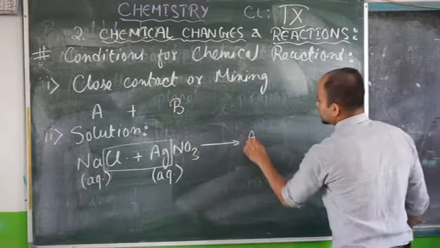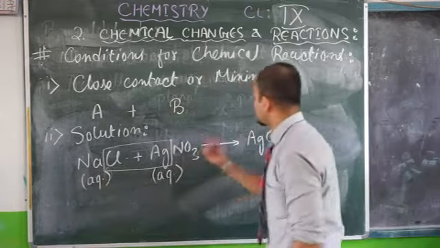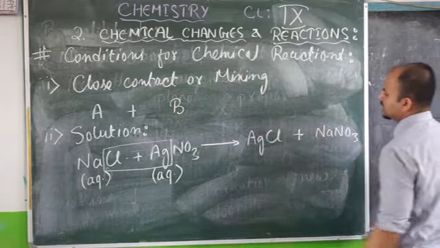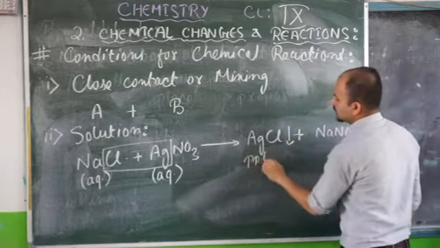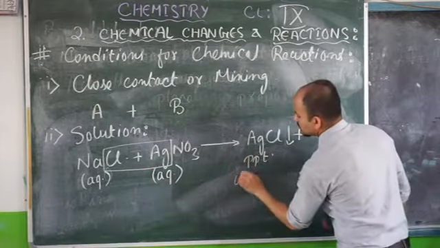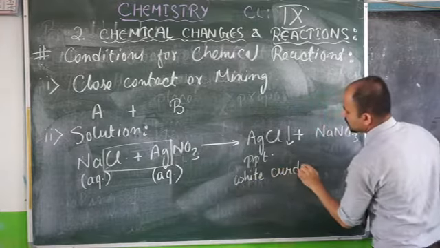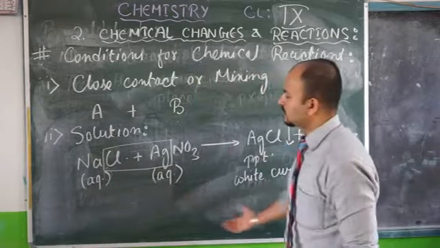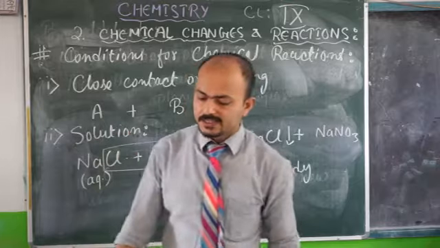Okay? AgCl plus NaNO3. And this is the precipitate, and it is a white curdy precipitate. So this reaction takes place only in solution state, that is in the liquid state.